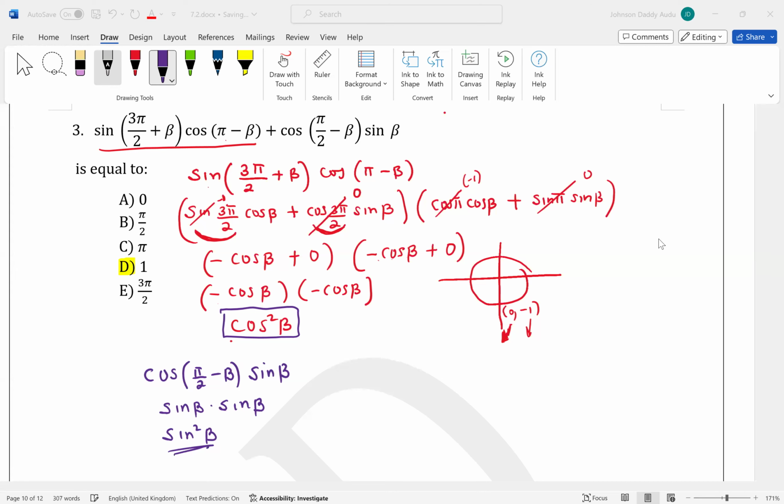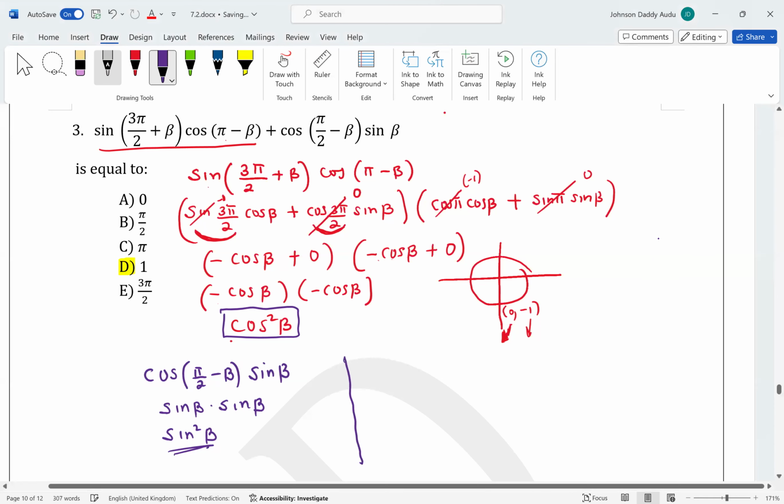So you see the second part is just sine squared beta, right? Here, just note that what we used is the cofunction identity, cosine of pi over 2 minus beta multiplied by sine beta. What is cosine of pi over 2 minus beta? It's just sine beta. So you have sine beta times sine beta.